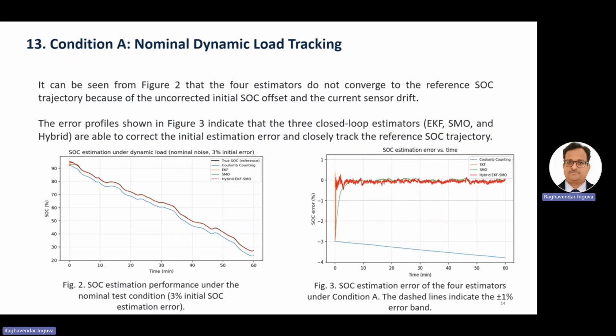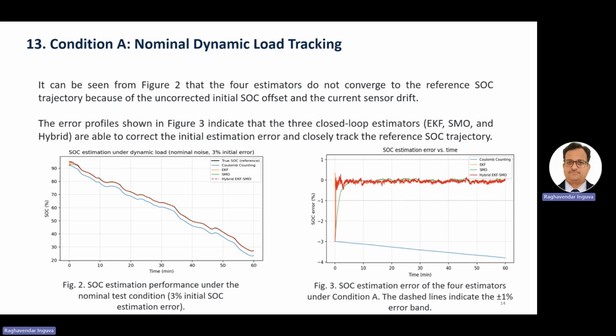Then under normal dynamic load tracking, these are the few results that we have observed. The SOC estimation by different algorithms: Coulomb counting, EKF, SMO, and hybrid EKF-SMO. As we can see here, because of the initial error that it has got, Coulomb counting is a little away from the other algorithms. Coulomb counting is always inferior when compared to other algorithms.